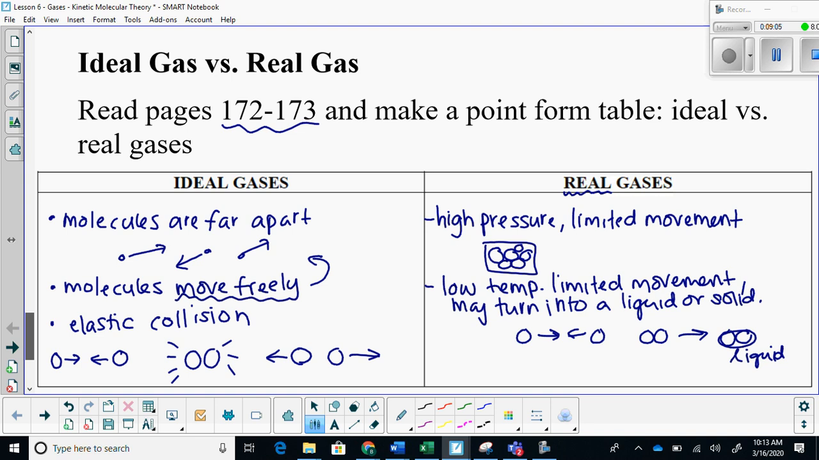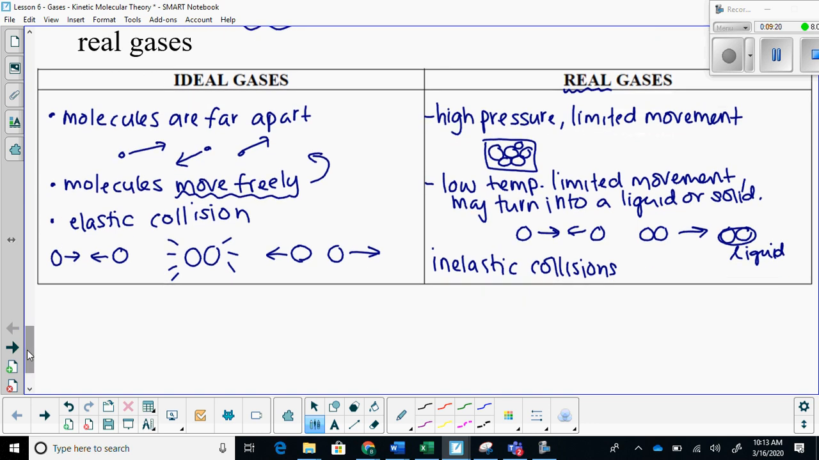The last thing is inelastic collisions. So when they come together, that kind of explains why they turn into a liquid or a solid. Right here, when they bounce off each other, they're going to separate. Here, in an inelastic collision, what happens is when they come together, they really squish up on each other. And when they squish, there's a possibility that they won't separate. And that's how they can turn into a liquid.